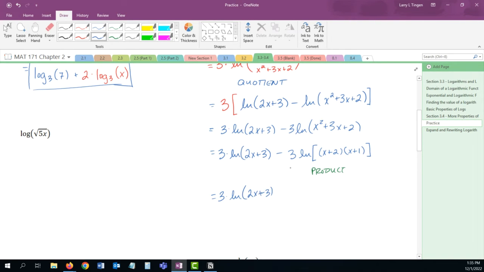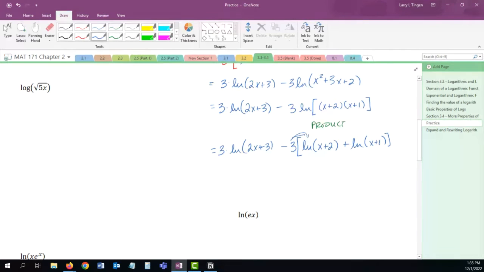Product property says if I have the log of two things that are multiplied, I can rewrite this as, notice the first term is not changed in 4 steps, okay? Minus 3, and then here I am using my brackets again, times the natural log of the first factor plus the natural log of the second factor. Distribute, and I end up with 3 times the natural log of 2x plus 3 minus 3 times the natural log of x plus 2. That is minus 3 times the natural log of x plus 1.